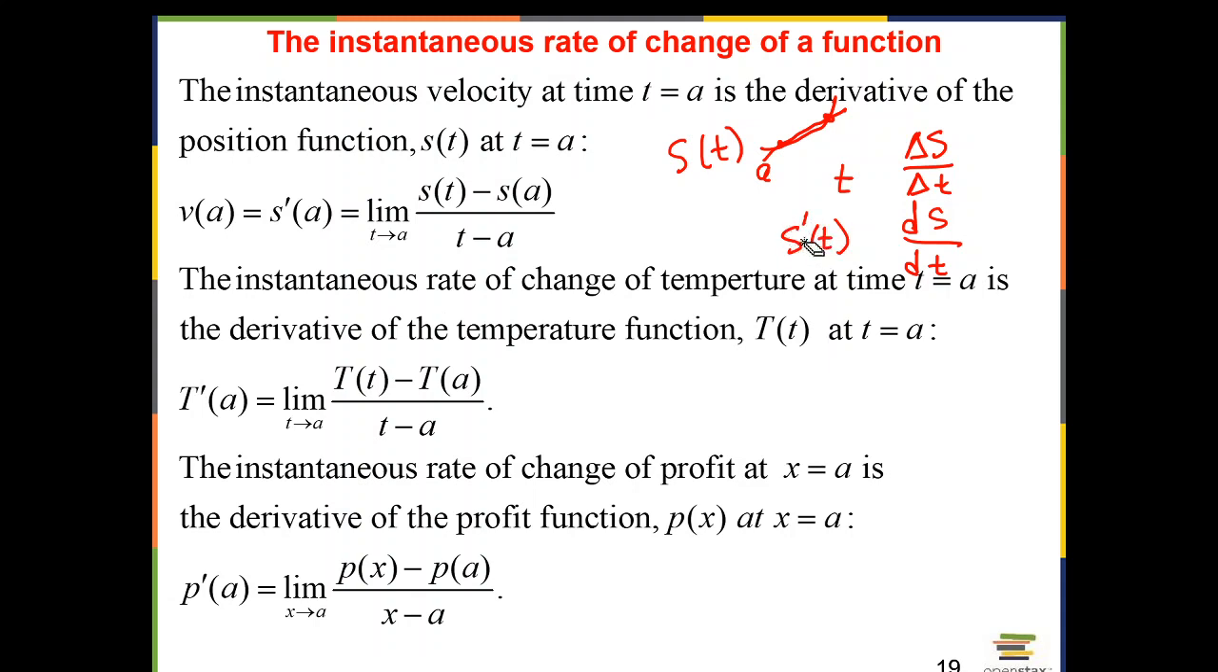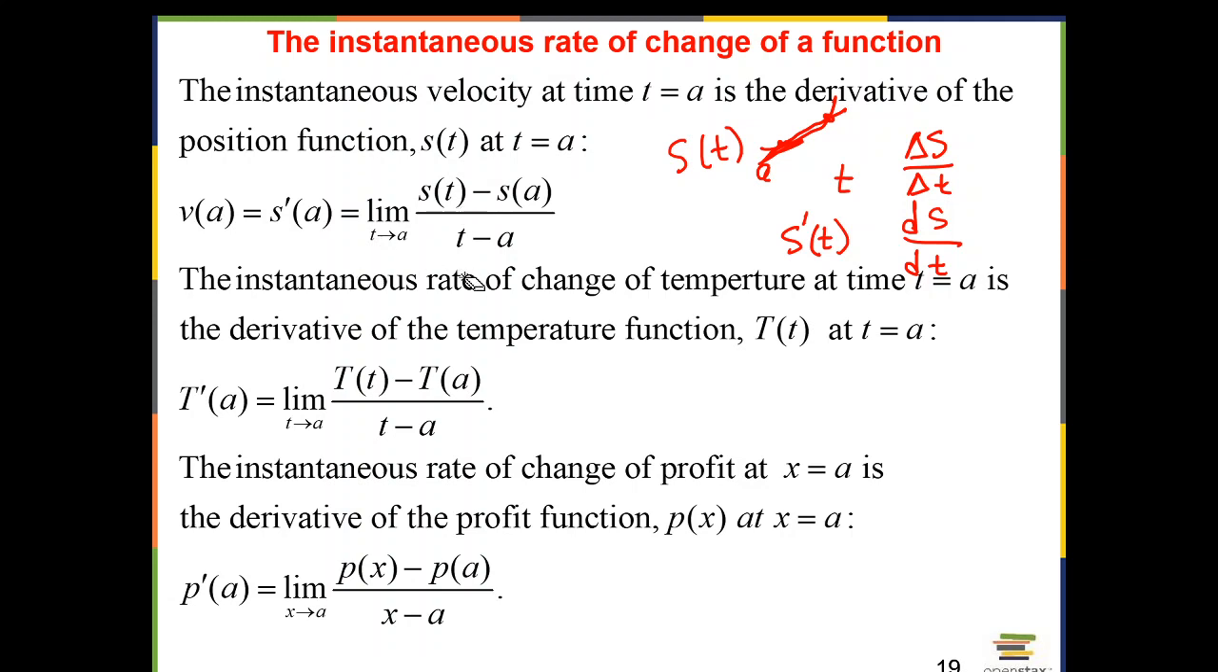So that's the velocity, and that's the position. Okay? So instantaneous velocity at time a is the derivative of the position function at time a. So v of a, which is velocity, instantaneous velocity, not average. Average velocity would be the slope of the secant. But this right here is the slope of the tangent at a, right? And that's that limit, of course.